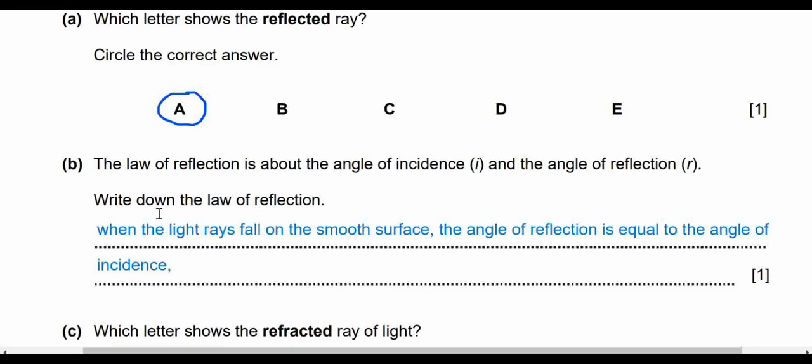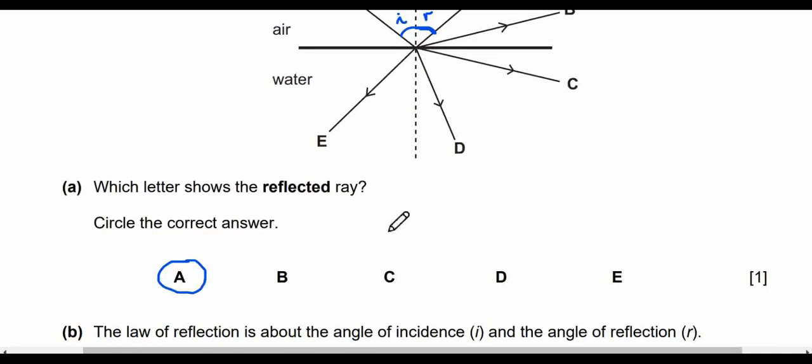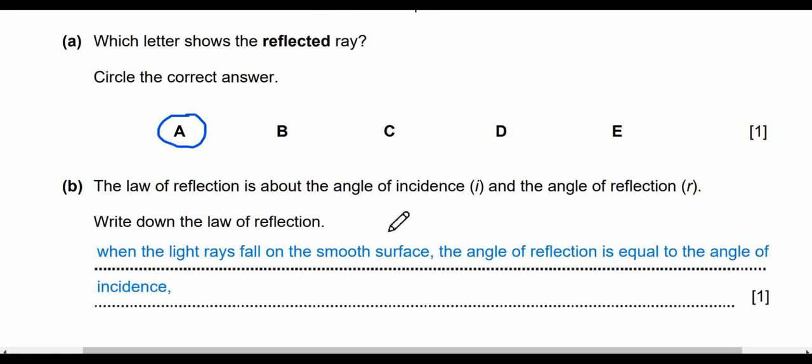The law of reflection says that when light rays fall on a smooth surface, the angle of reflection is equal to the angle of incidence. For this one, we see that the angle of incidence is equal to the angle of reflection. So incident angle and reflected angle. That's it. Next number. We're going to the next number, C.